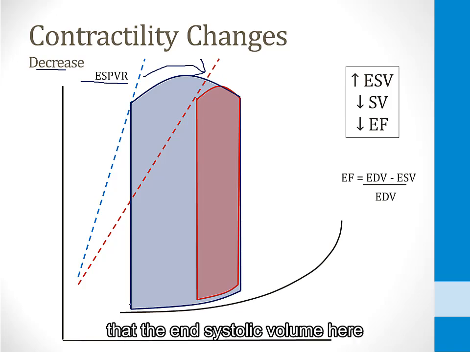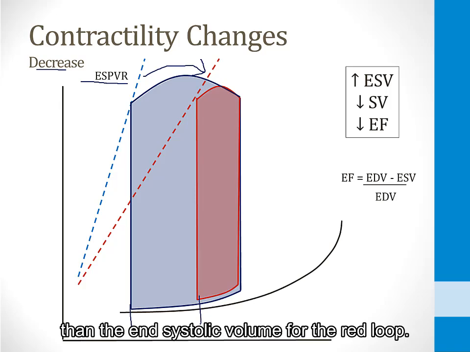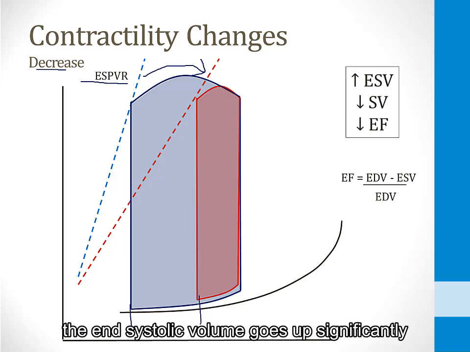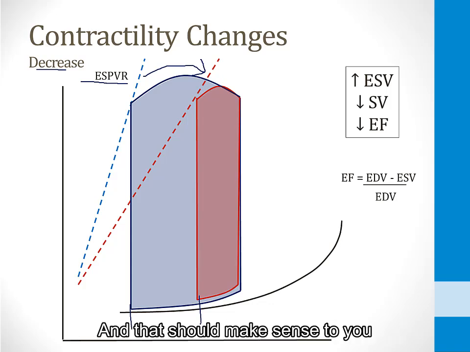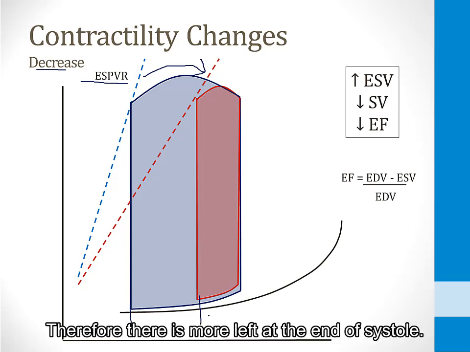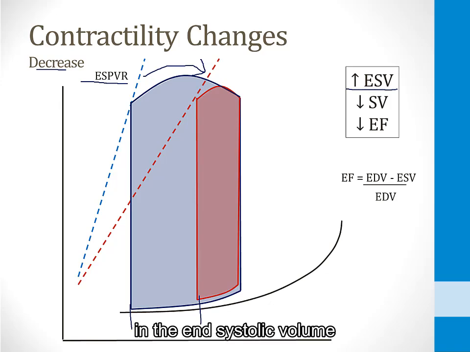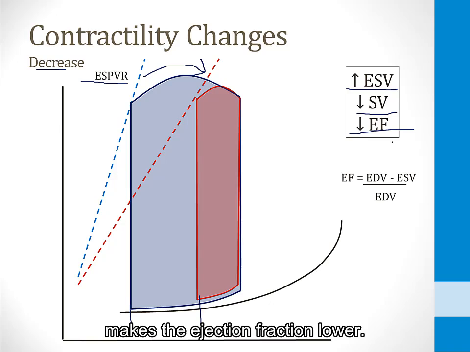First of all, you can see that the end systolic volume here for the blue loop is much lower than the end systolic volume for the red loop. So in other words, the end systolic volume goes up significantly when there's a fall in contractility, and that should make sense to you. When there's less contractility, less blood is pushed out of the ventricle. Therefore, there is more left at the end of systole. Therefore, there is a rise in the end systolic volume when there's a fall in contractility. Because the end systolic volume goes up, the stroke volume goes down, and it's very easy to see that the red curve is narrower than the blue curve, and the fall in stroke volume makes the ejection fraction lower.